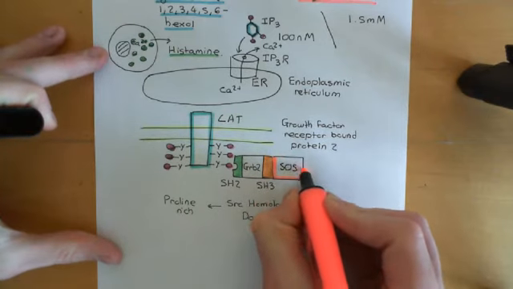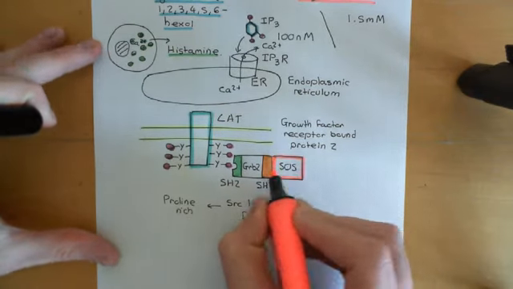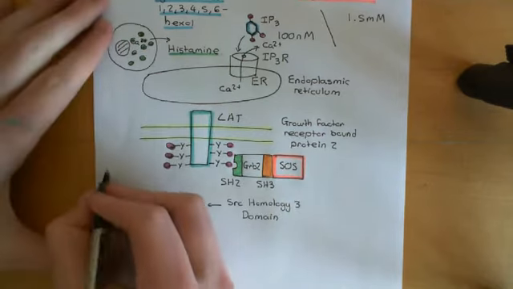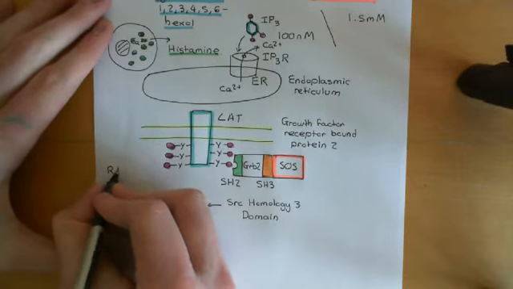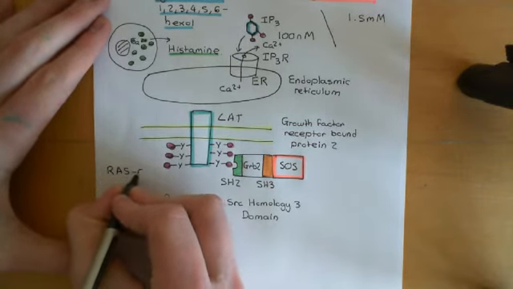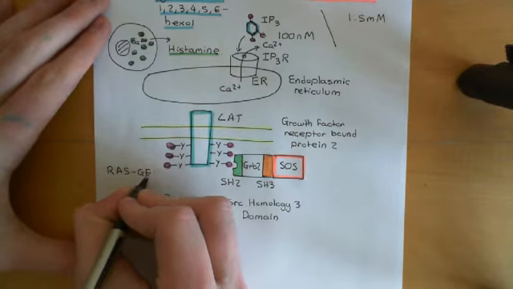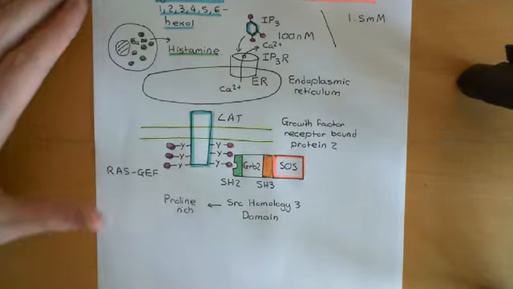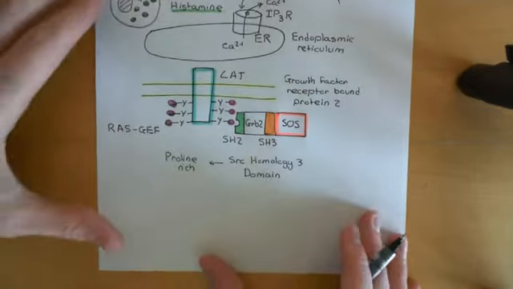Okay, now, once SOS has been recruited to the Grb2, what it's now going to do is act as a Ras-GEF. Okay, so SOS is what's known as a Ras-GEF. So what does this stand for? Well, Ras is a type of monomeric G protein. Okay, so let's just discuss Ras monomeric G proteins.